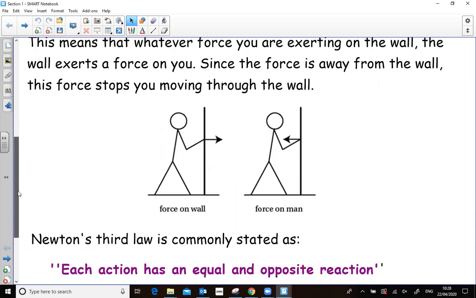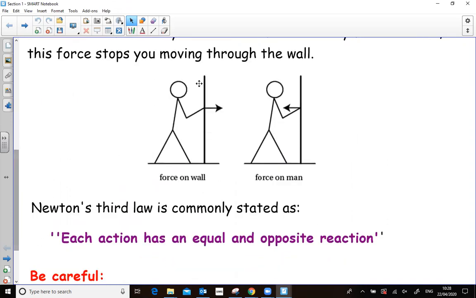So let's have a look at this diagram. Imagine this is a person trying to push against the wall. That means the wall will experience a force from the man, but the force is actually acting on the wall. But similarly, to stop the person falling through, the wall must exert a force onto the man, so that now the force is actually acting on the man.